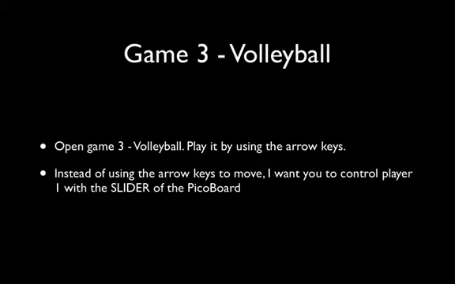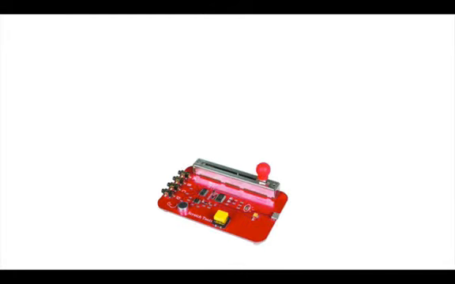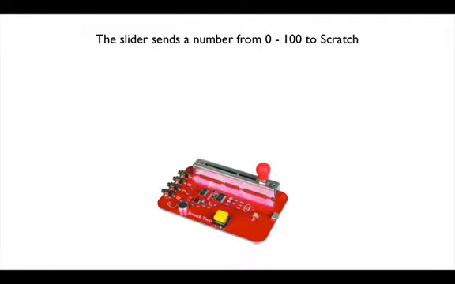Okay, that should have been quite easy. The last one, of course, is the most difficult. Game 3, Volleyball. Open it up and play it using the arrow keys. Now, instead of using the arrow keys to move, I want you to control player 1 with the slider of the PicoBoard. So, a few things about the slider. Here is our PicoBoard. The slider sends a number from 0 to 100 to Scratch. So when the slider is here, it sends 0, and when it's here, it sends 100.